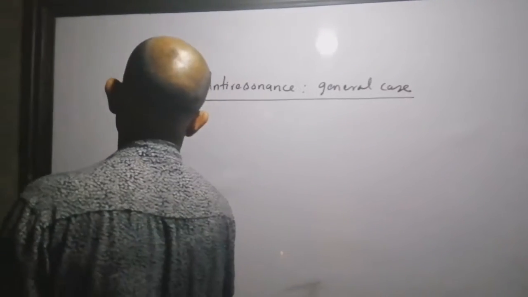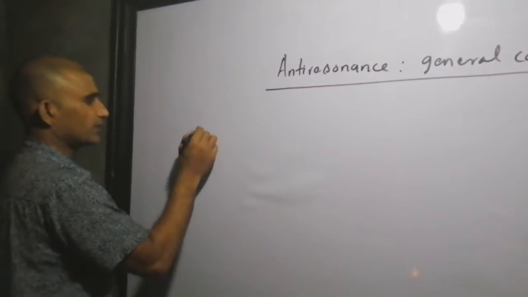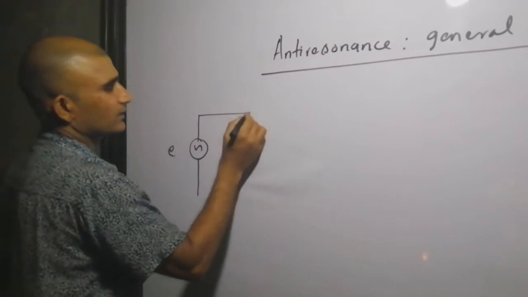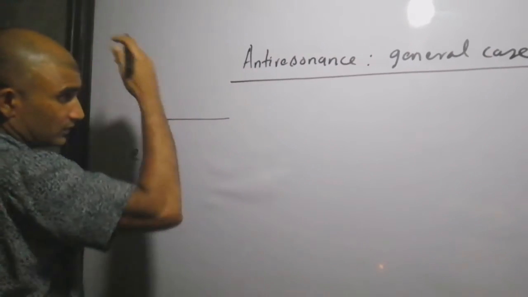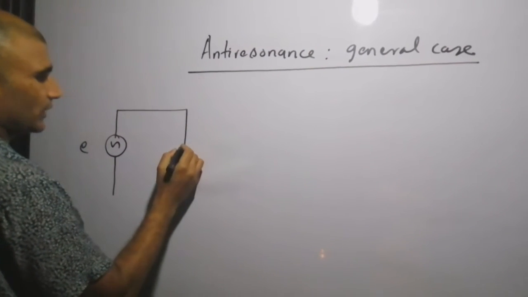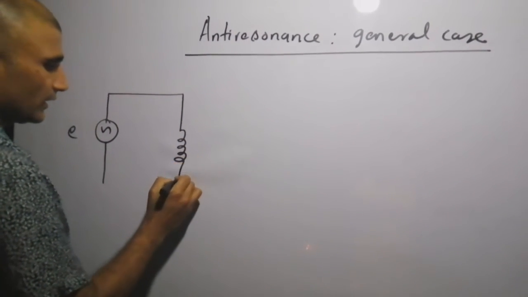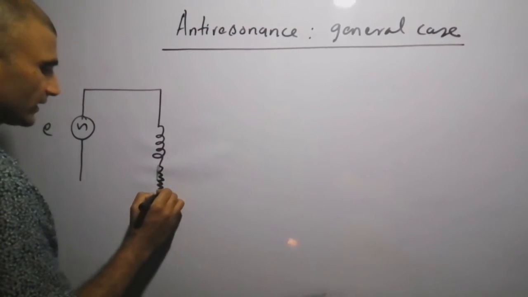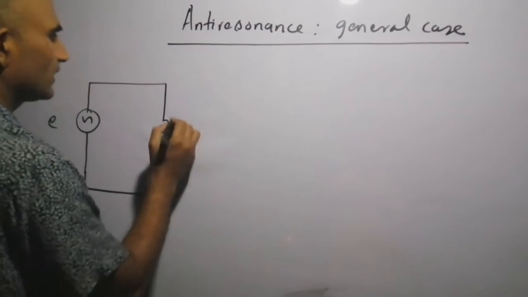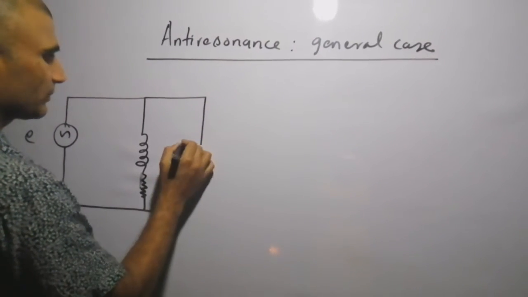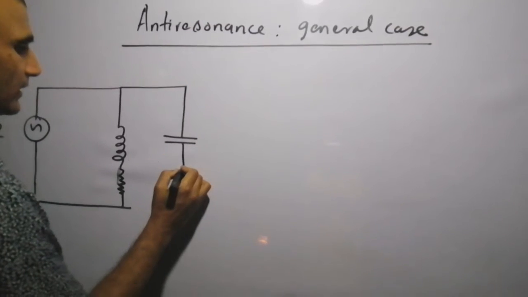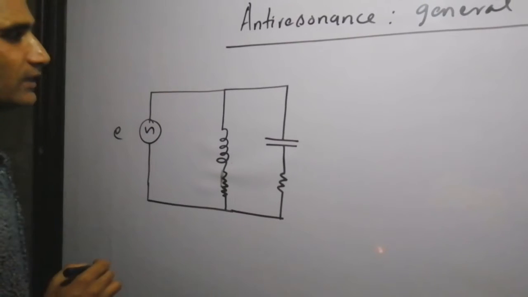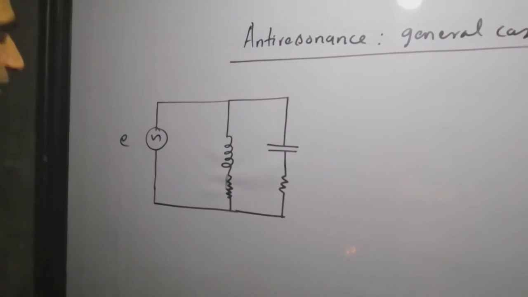And here is our source. Suppose this is a generator of RMS value E, and it's connected with the inductive and capacitive branch. Let me make the inductive branch first, and here is the resistance also, connected in series with the inductive branch. The other branch consists of a capacitor, and the capacitor branch also consists of a resistor. So this is the general case, and in this case we have to find the anti-resonant frequency.